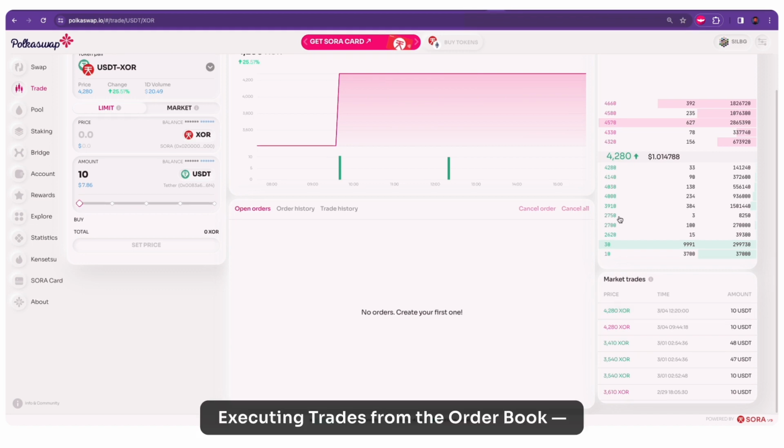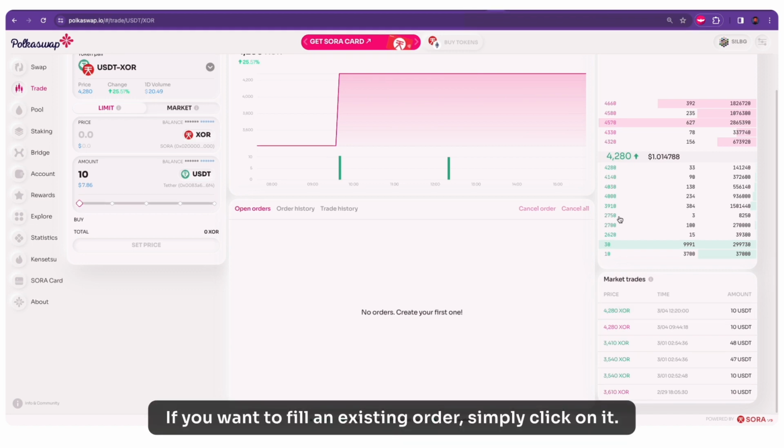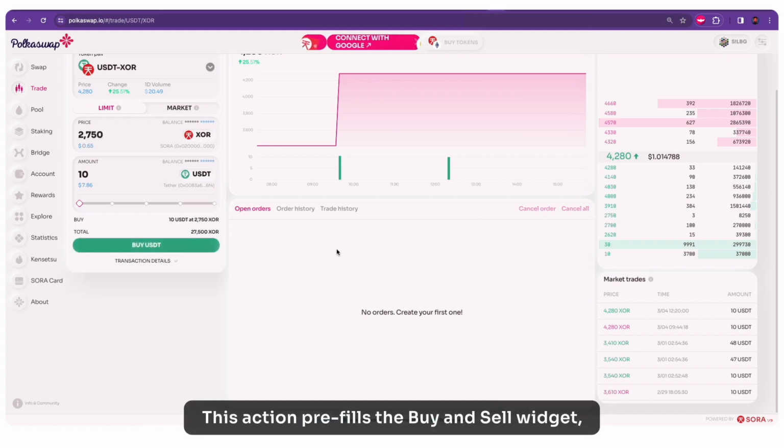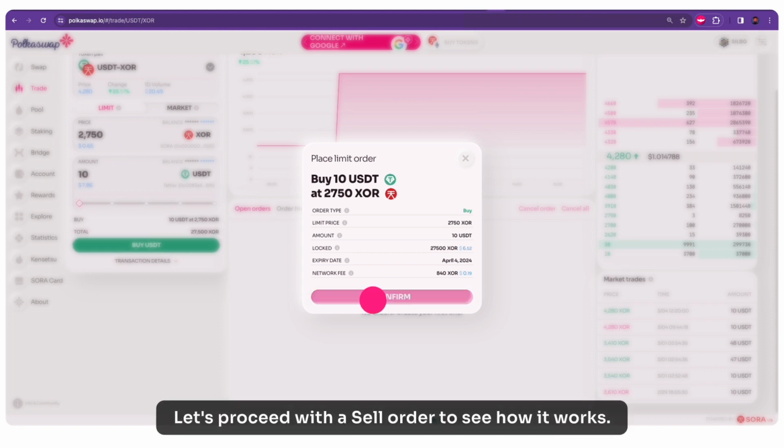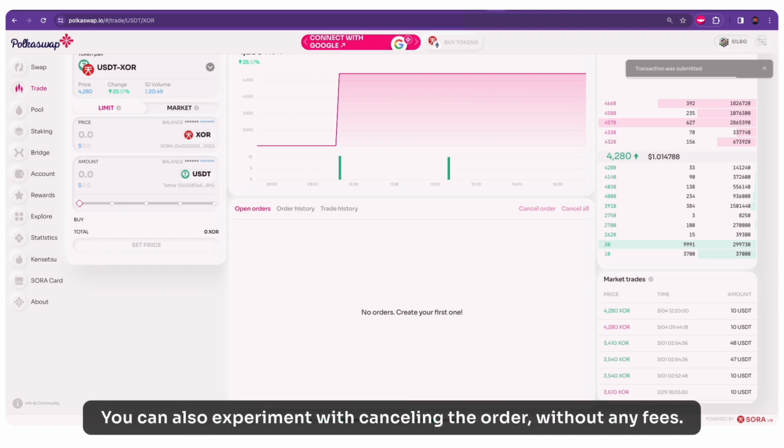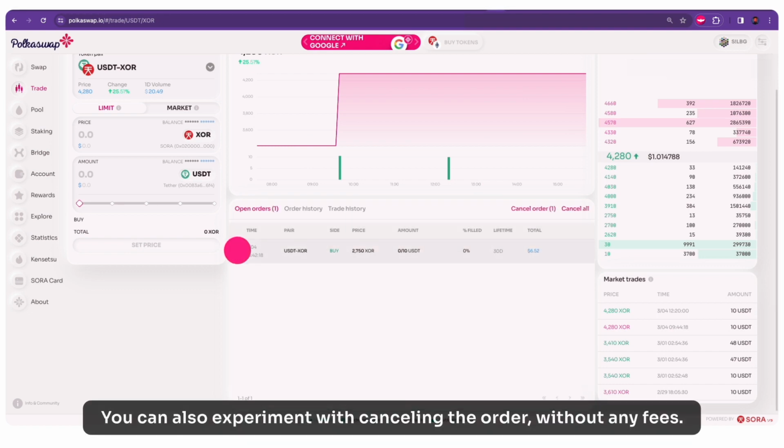Executing trades from the order book. If you want to fill an existing order, simply click on it. This action pre-fills the buy and sell widget, allowing you to execute the trade. Let's proceed with a sell order to see how it works. You can also experiment with canceling the order without any fees.